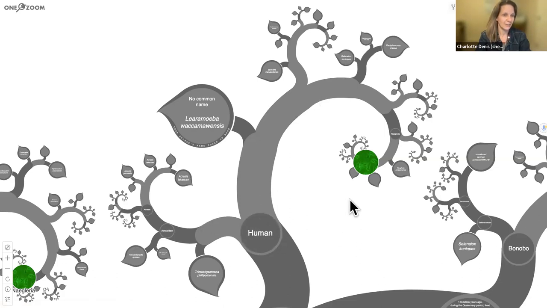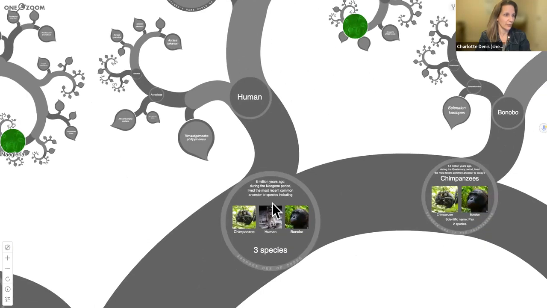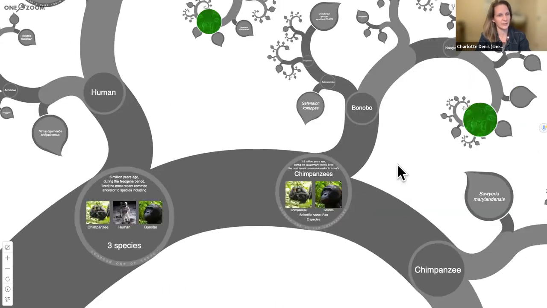So you have three species that branched off in this branch, right? This represents the common ancestor of the chimpanzee, human, and the bonobo. And then you can see that the bonobo and the chimpanzee are over here to the right. So I just let students play around with this. I think it's so cool.